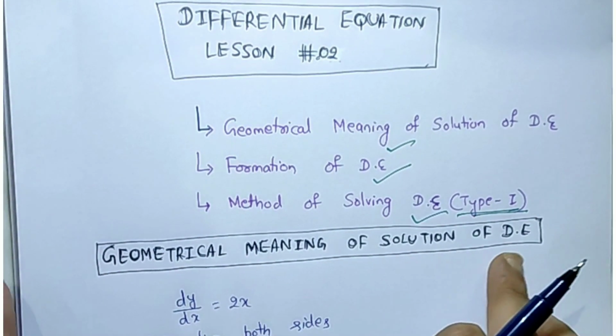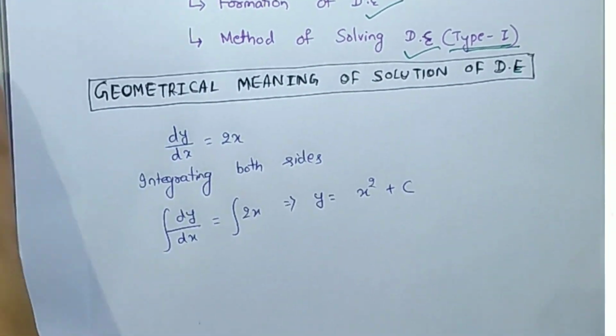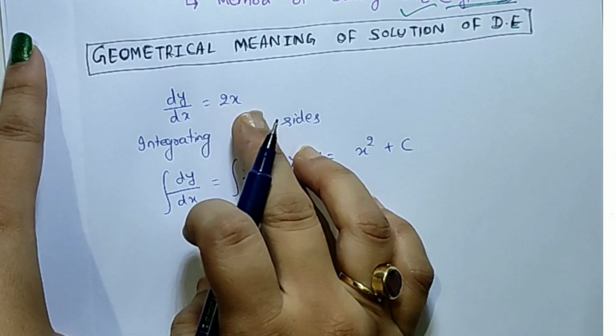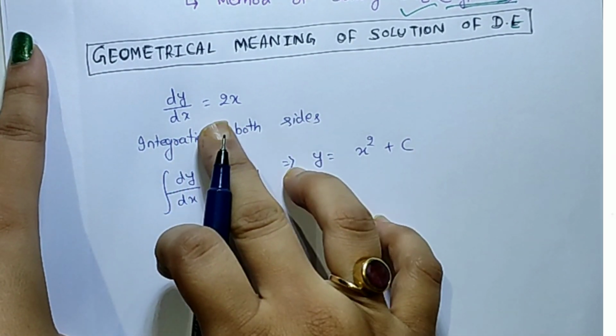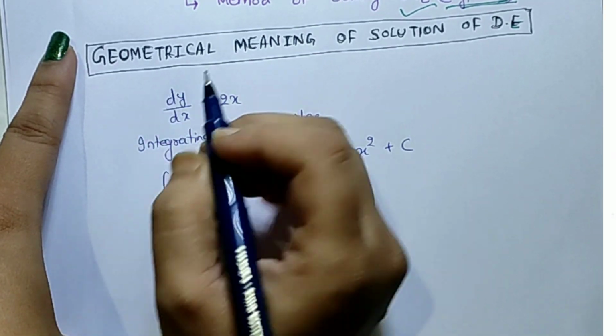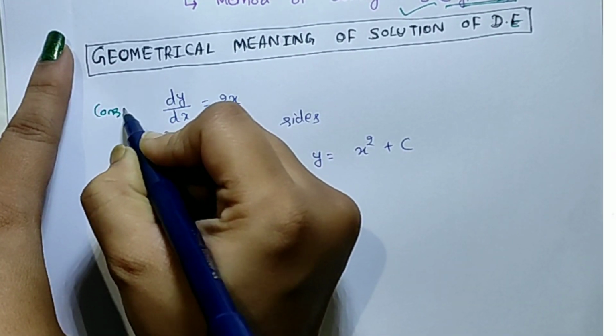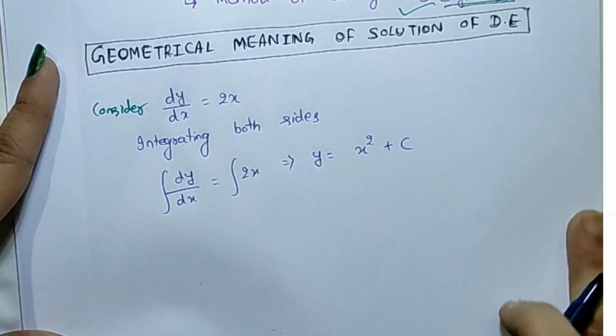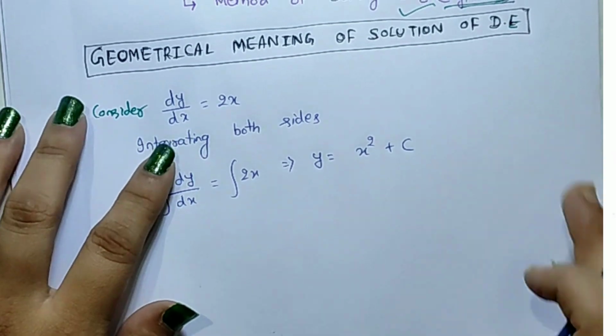Geometrical meaning of solution of differential equation. Suppose we have a problem dy by dx is equal to 2x. So we have to solve this equation.